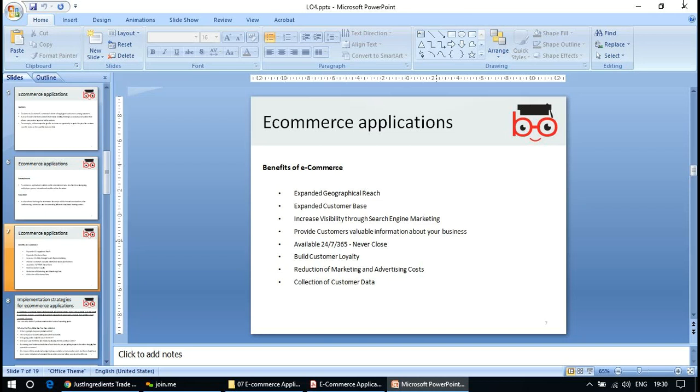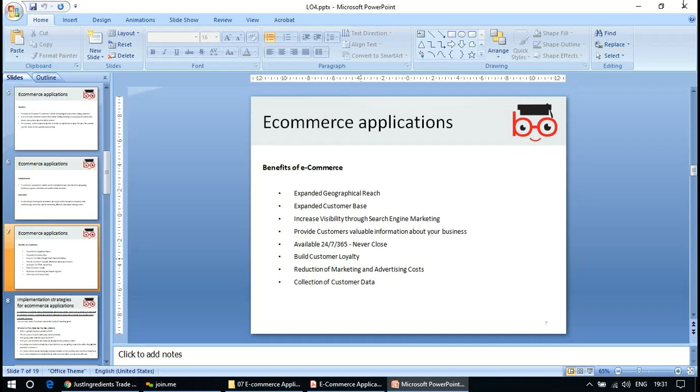Provide customers valuable information about your business. Normally, if you are an offline business, then you cannot provide good, valuable information to your customers. But if it is e-com, then you can completely describe, for example, terms and conditions and many things. And it's available 24/7, 365, never closed.